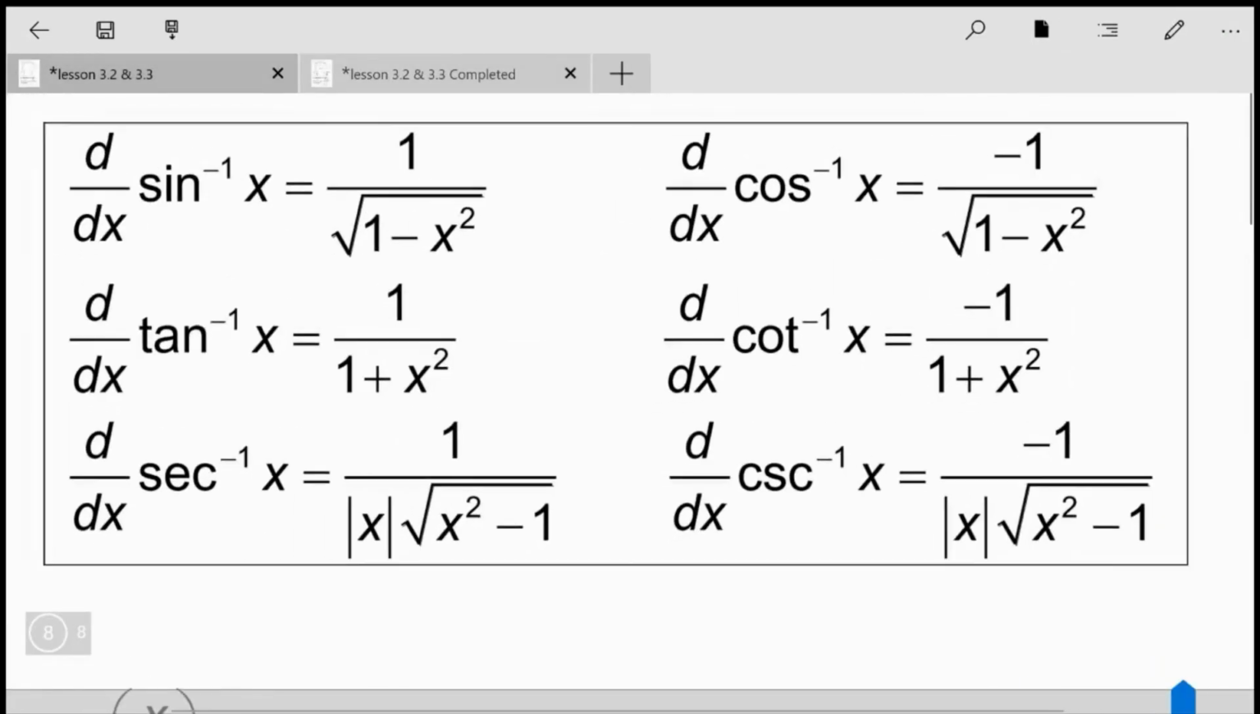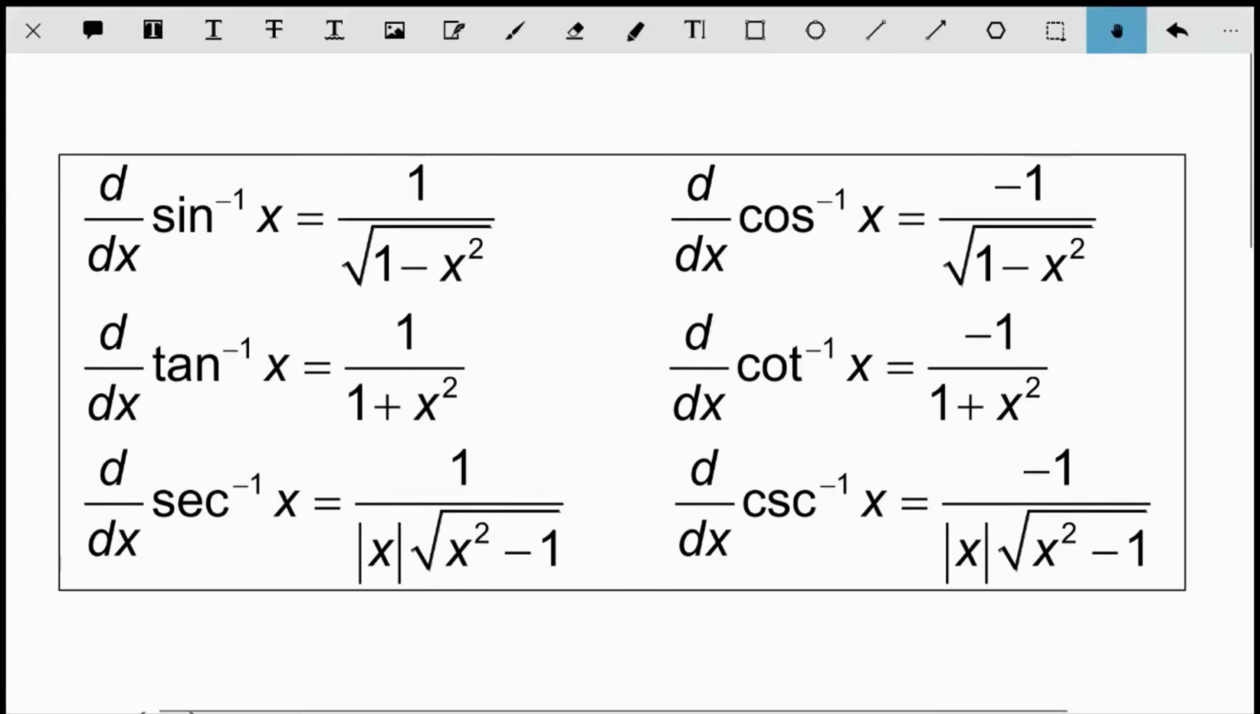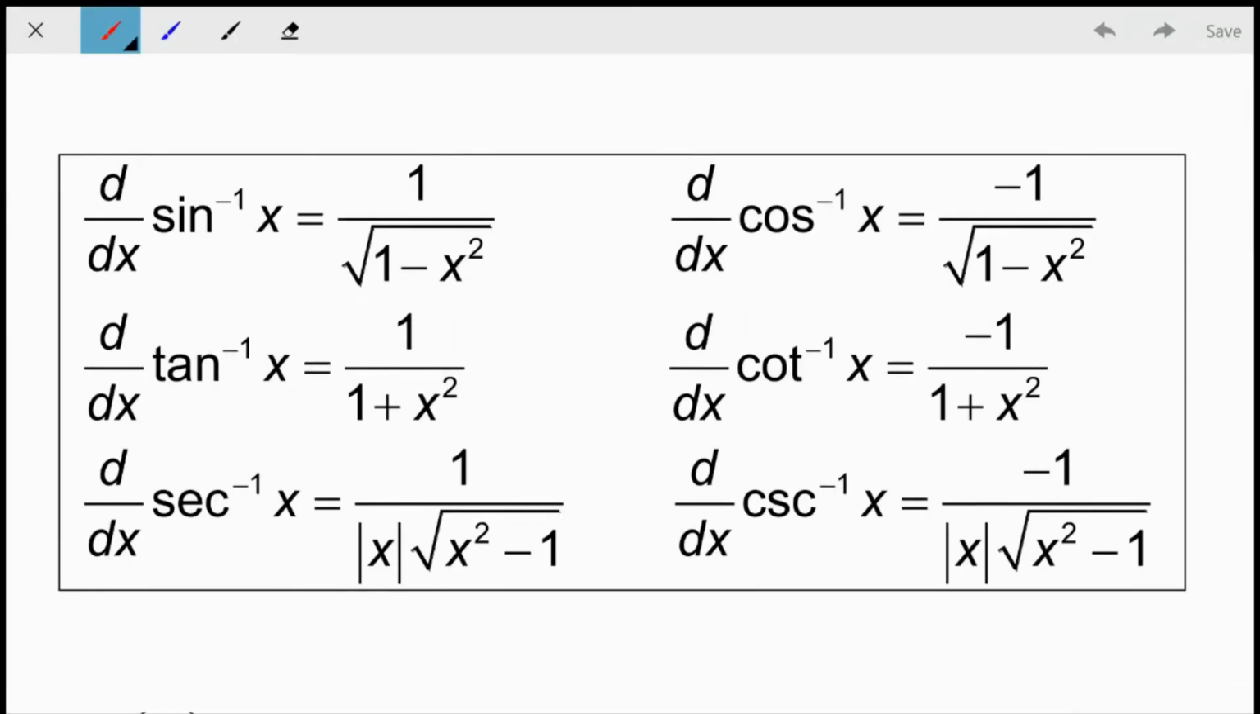So these are all the inverse trig derivative rules. And you've got 6 rules here, but really if you can remember 3 of them, then the other 3 just kind of match up. So what I mean by that is look at these 2 rules. So inverse sine and inverse cosine. They look almost identical except for there's a negative here.